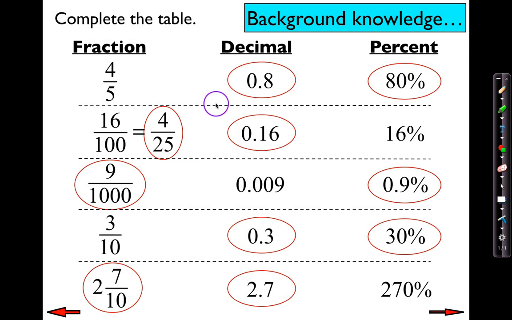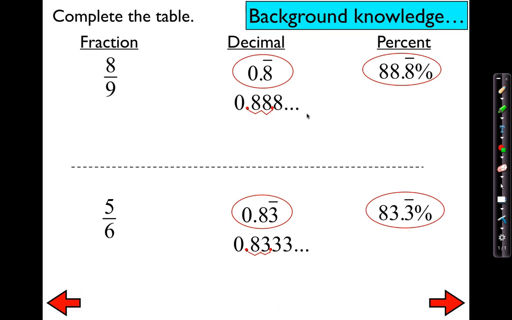Now, real quick, some background knowledge. In the previous lesson, we did practice turning fractions to decimals as well as percent, and any version of that, we were able to convert them from one to the other. We also practiced doing that with repeating decimals. So in a case like this, we express it as a decimal, and we were also able to express it as a percent.